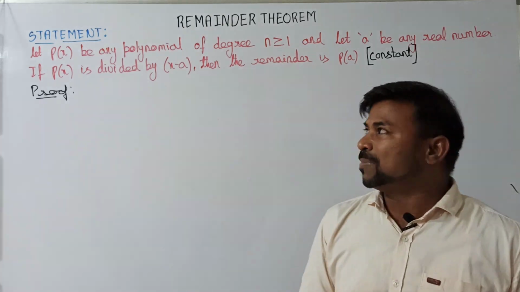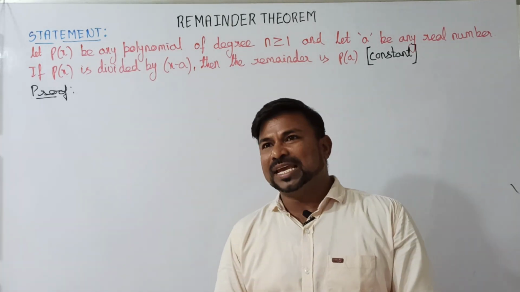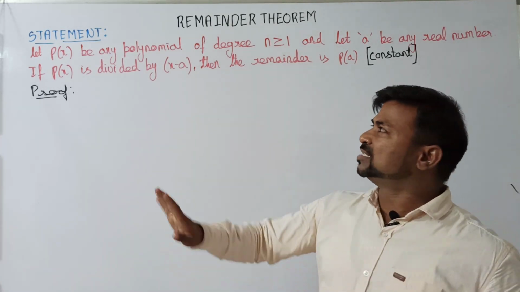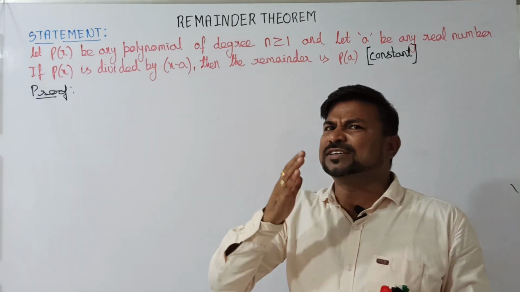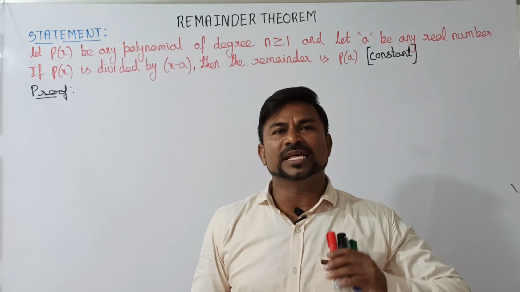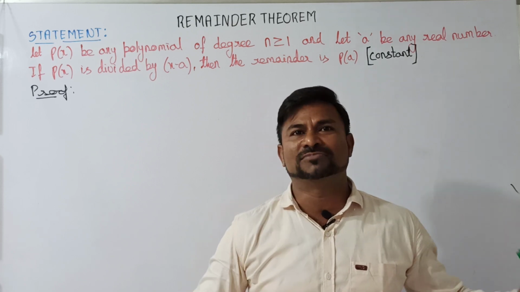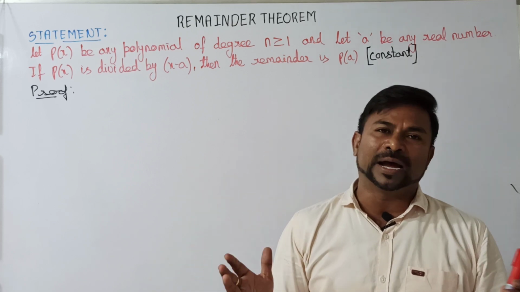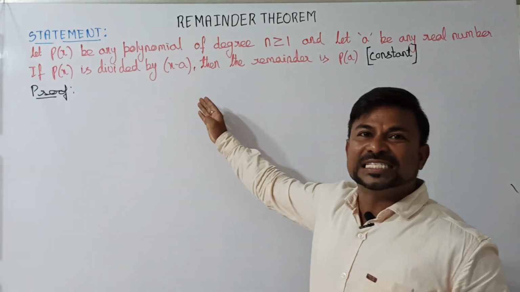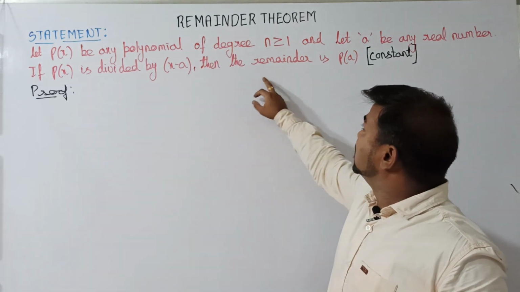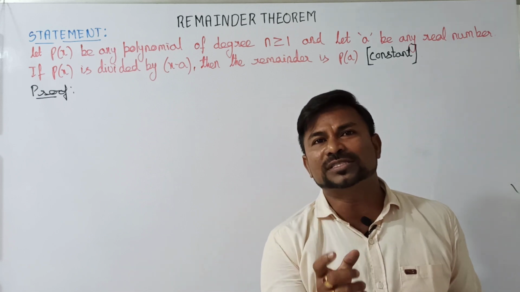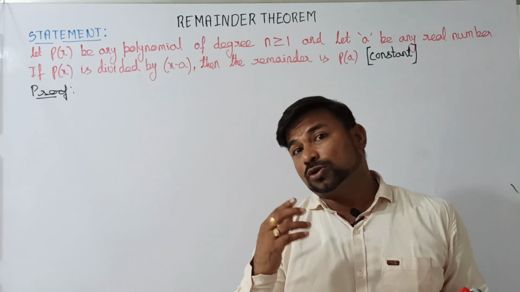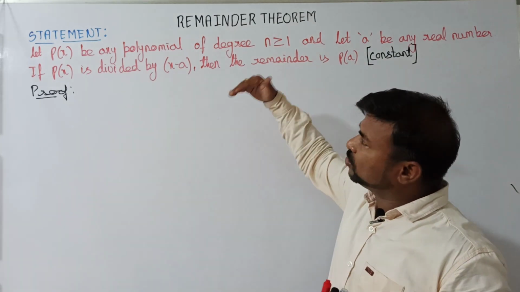So let us come back to this one. Mainly, the Remainder Theorem is nothing but the bottom line here. If f of x is divided by x minus a, then the remainder is f of a. Then what is f of a? It's nothing but a constant, a number.